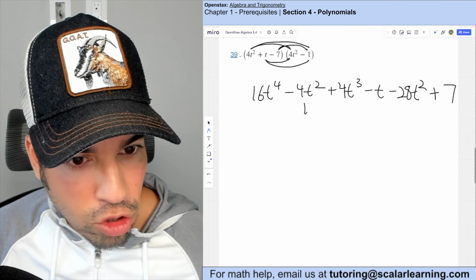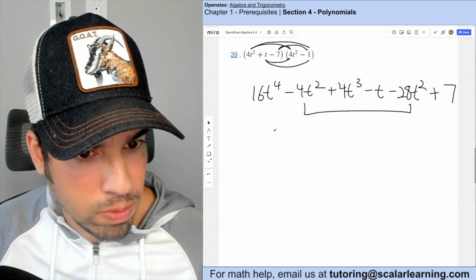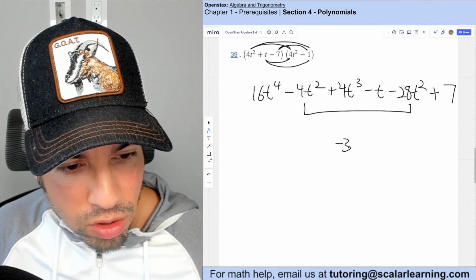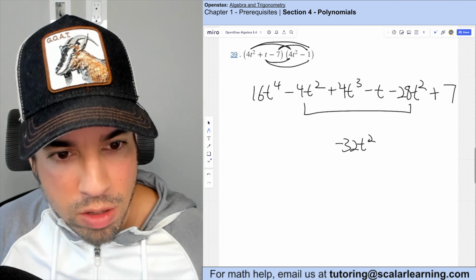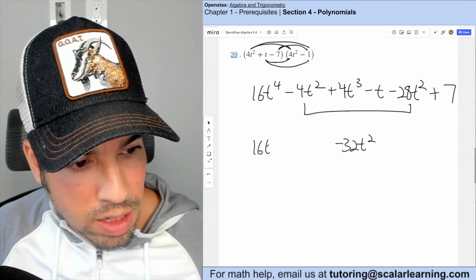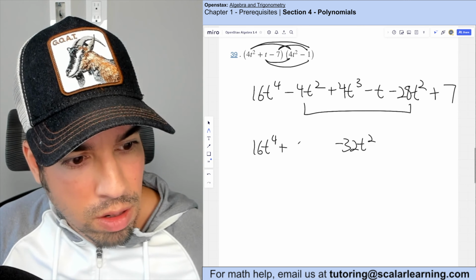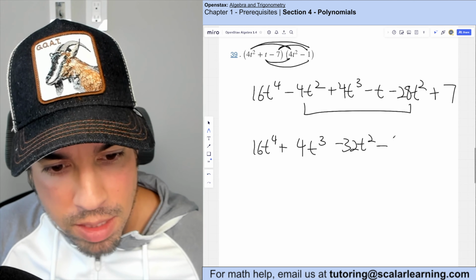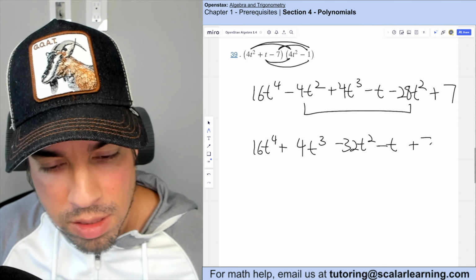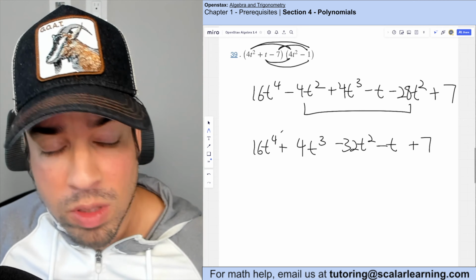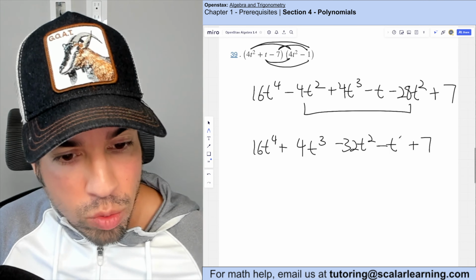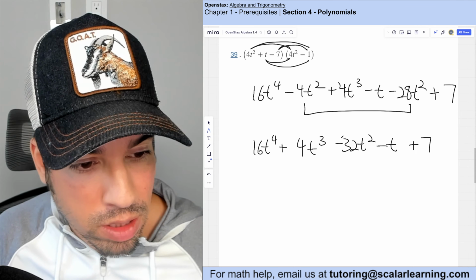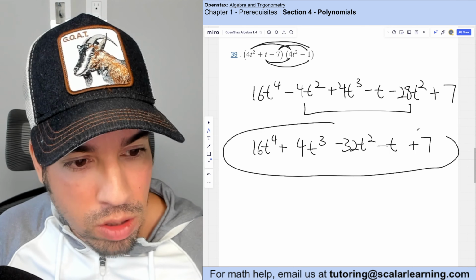Now we're going to combine like terms, which is only these two. Negative 4t squared plus negative 28t squared is negative 32t squared. Then we've got 16t to the fourth plus 4t cubed, and then we've got a minus t and a plus 7. And again, we've put it into decreasing order from 4, 3, 2, 1 powers because that is the nice standard form for these expressions. This is the winner, done.